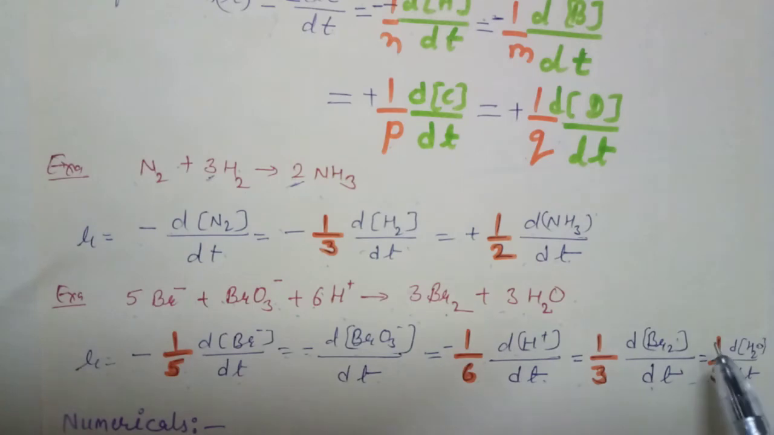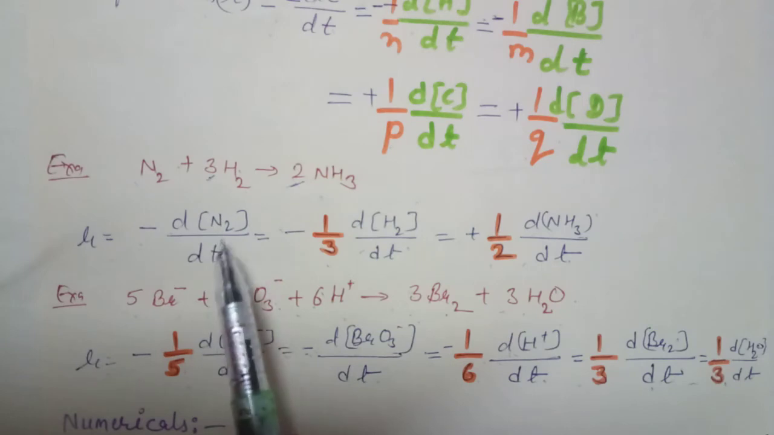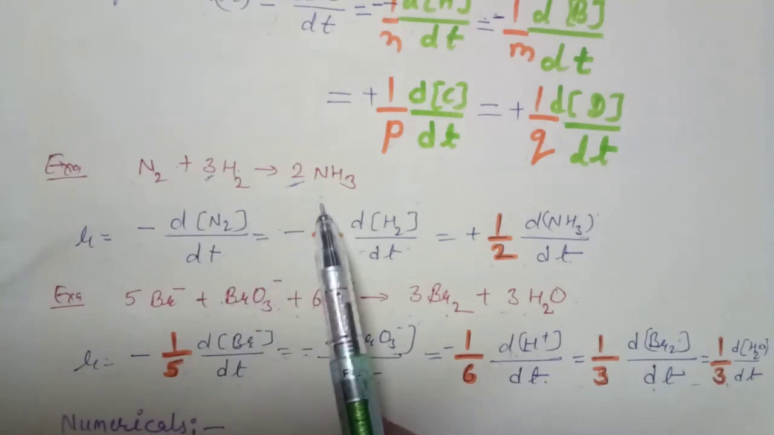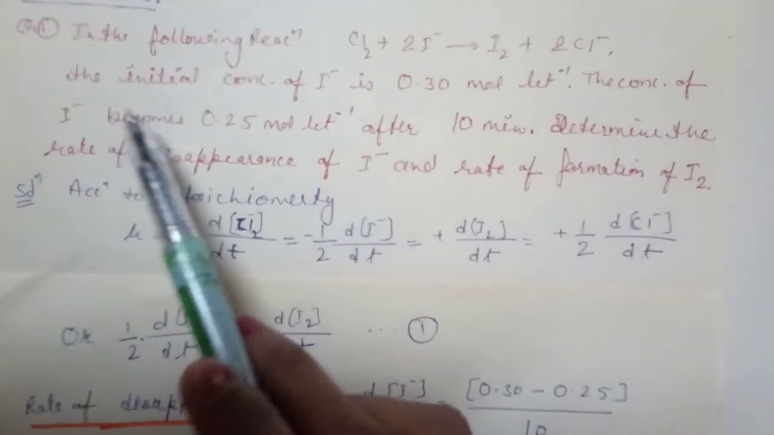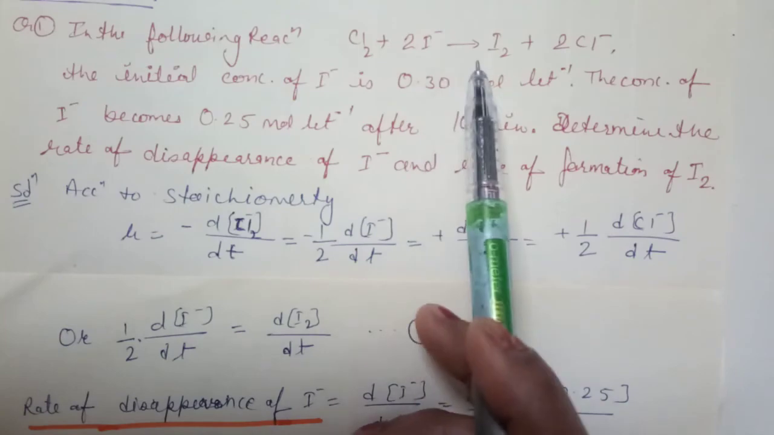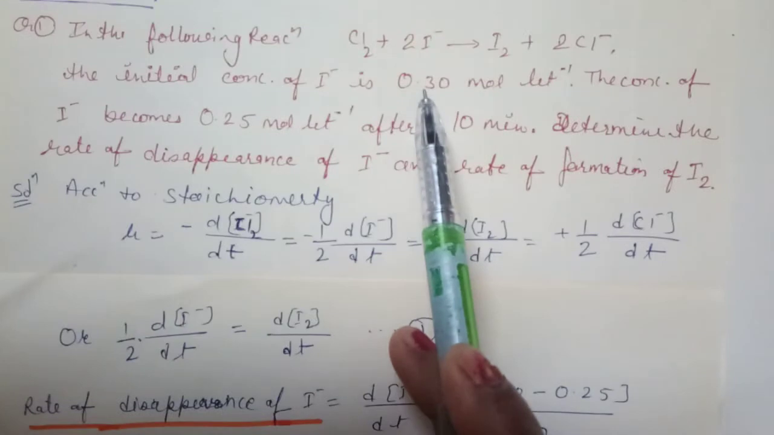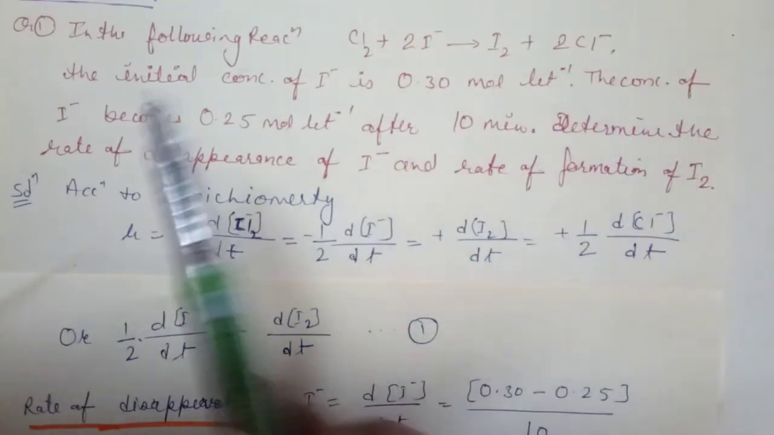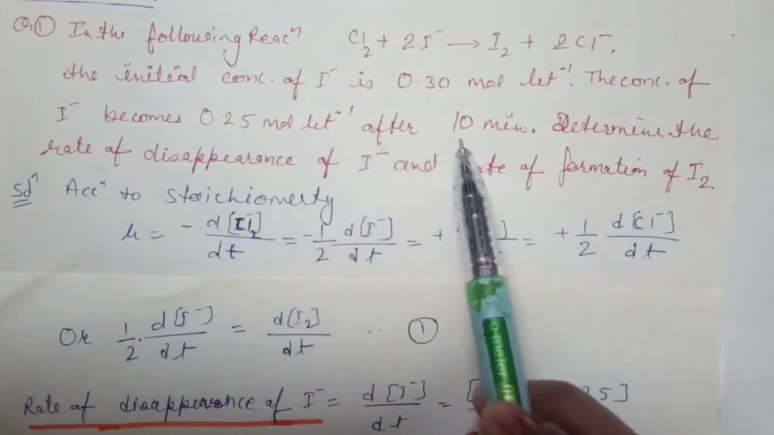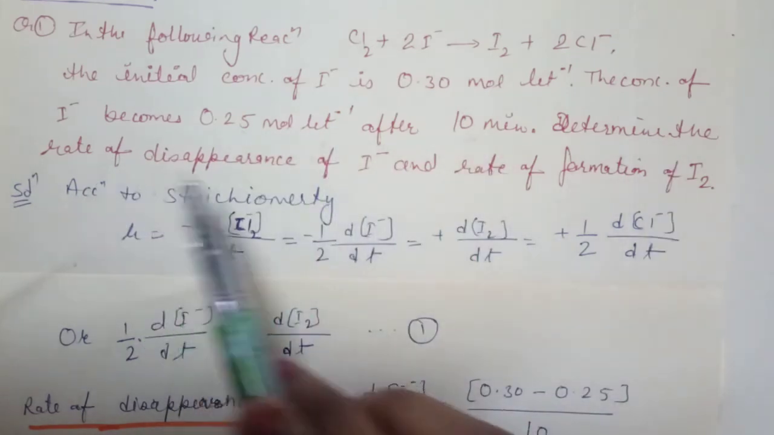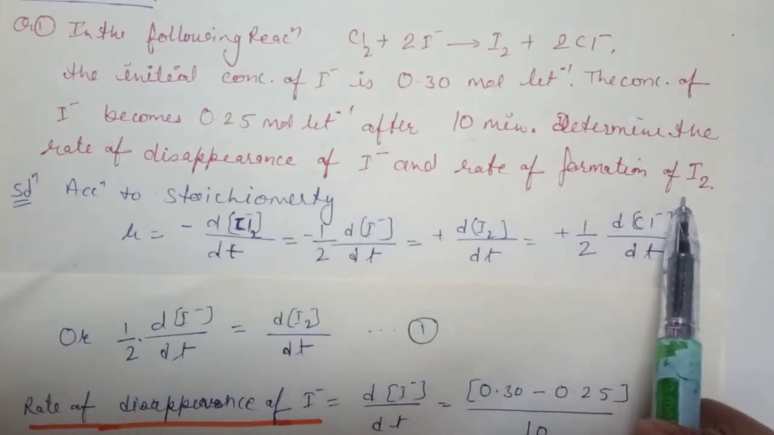Thus we can also calculate the relation between the rate of disappearance of the reactants and the rate of formation of the products. For example, in the following reaction, Cl2 plus 2I minus is equal to I2 plus 2Cl minus, the initial concentration of I minus is 0.30 moles per liter. The concentration of I minus becomes 0.25 moles per liter after 10 minutes. Then determine the rate of disappearance of I minus and the rate of formation of I2.